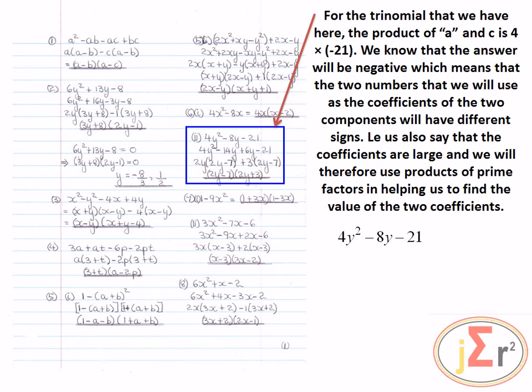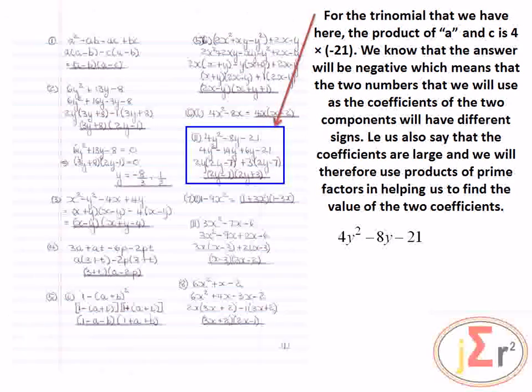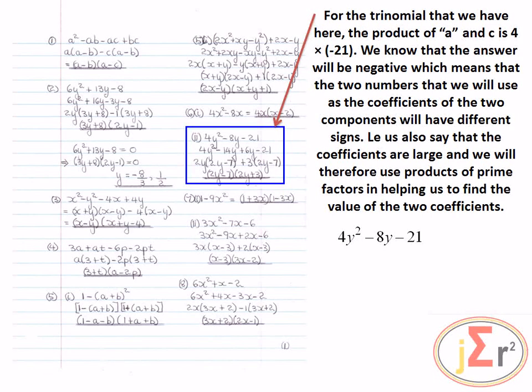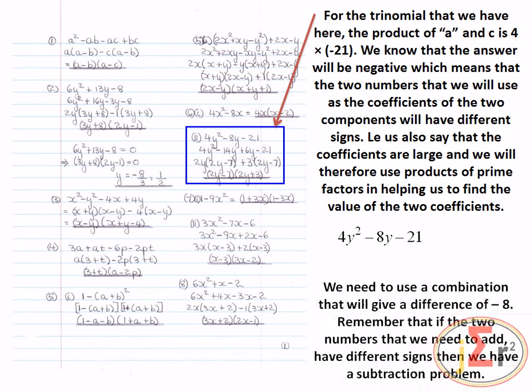But I am not saying that 84 is a very large product. I'm saying if you get a product, maybe another product of 2560, then you could probably make use of the same process. But I'm not saying that it is necessarily very large. We need to use a combination that will give a difference of negative 8. So that is our target, negative 8. We know that the product will be the same as 4 times negative 21. But our target numbers will also give a sum of negative 8.